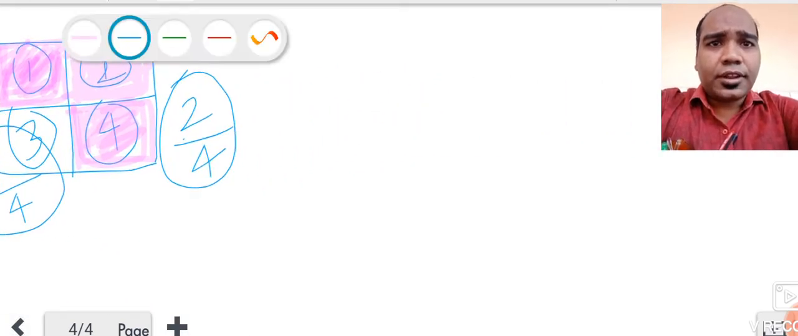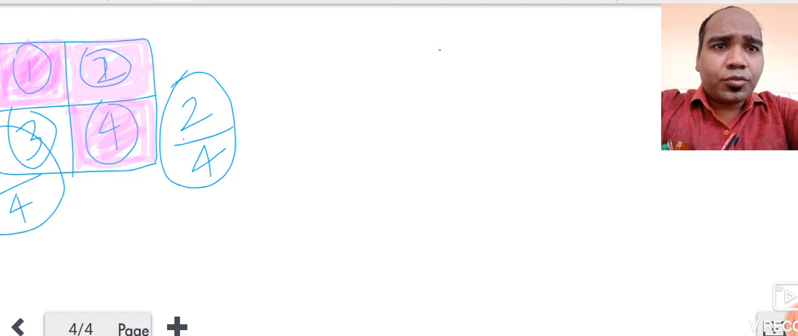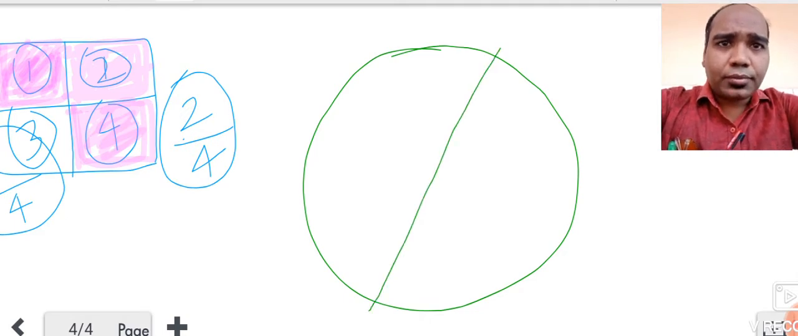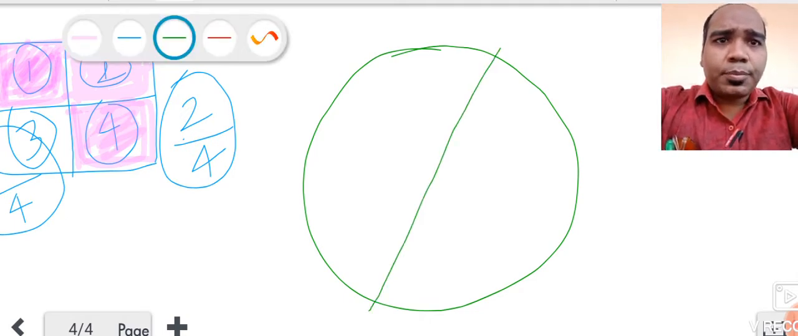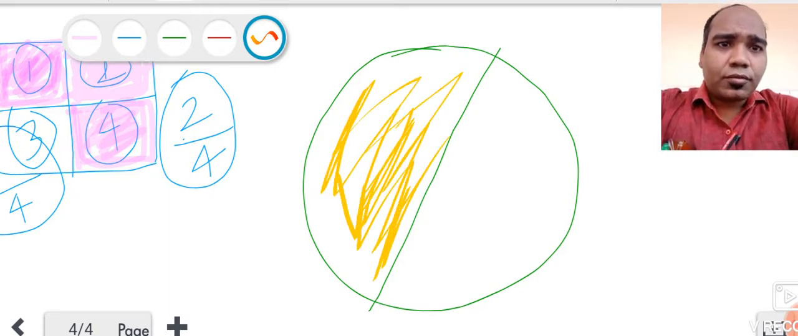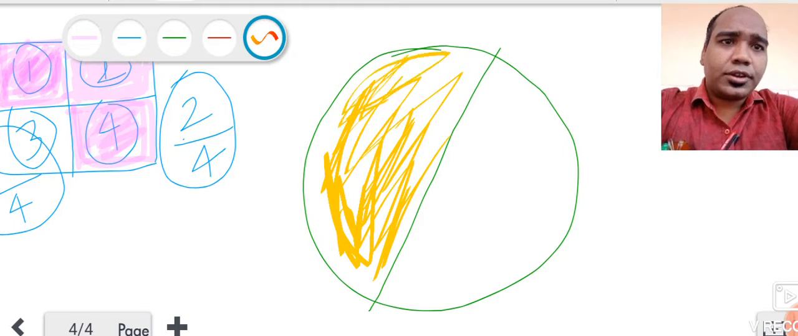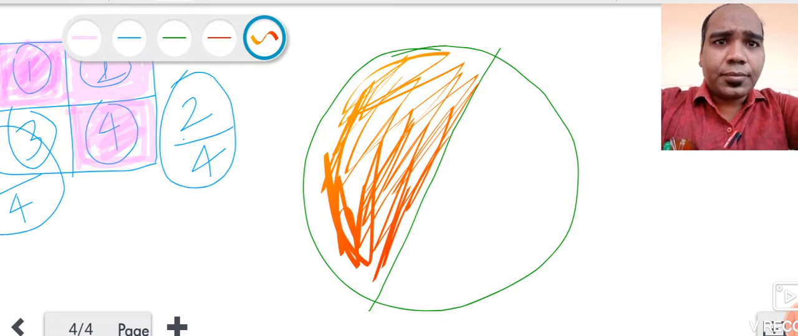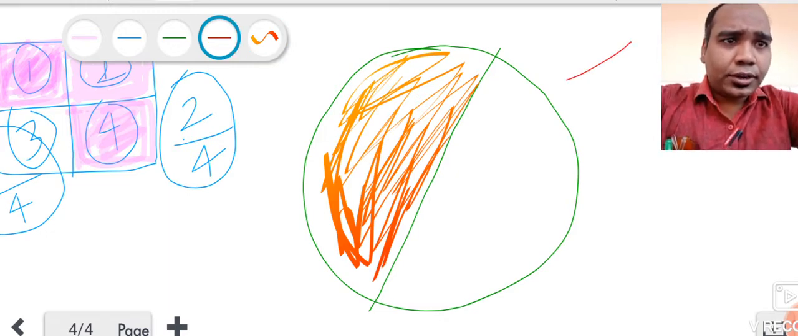Now another example I am going to take. Suppose one circle is there. Okay. Now this circle I am dividing into 2 parts, and one part I am going to shade. Then in fraction what will I write? Total 2 equal parts I have divided, and one part is shaded. So 1 by 2 I'll write.